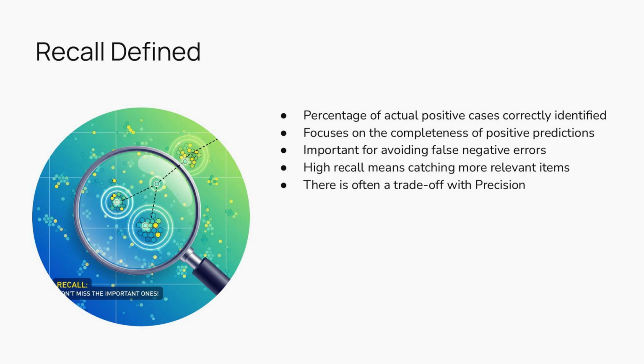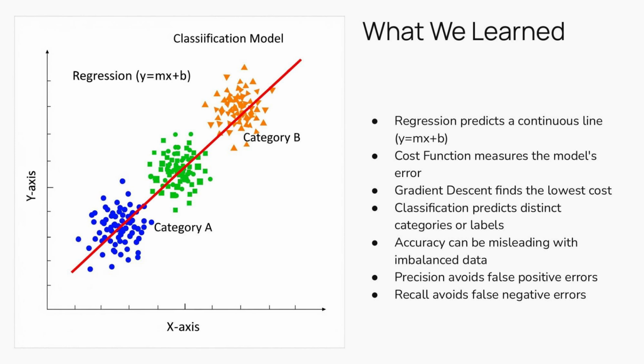The other side of the coin is recall. Recall asks a different question. Of all the spam emails that actually existed, how many did our filter catch? This is a measure of completeness. If there were 10 spam emails and our model only caught 8 of them, our recall is 80%. We missed 2. These are called false negatives. In the real world, there's almost always a trade-off. If you make your spam filter really aggressive, high recall, you'll catch all the spam. But you'll probably send some good emails to spam, low precision. It's a balancing act. Let's recap.